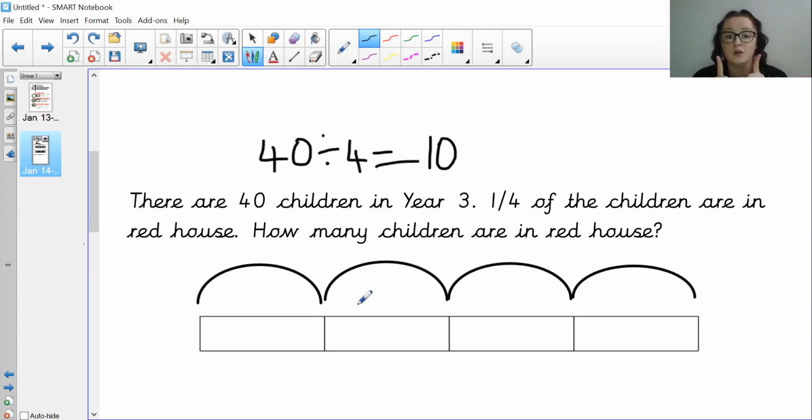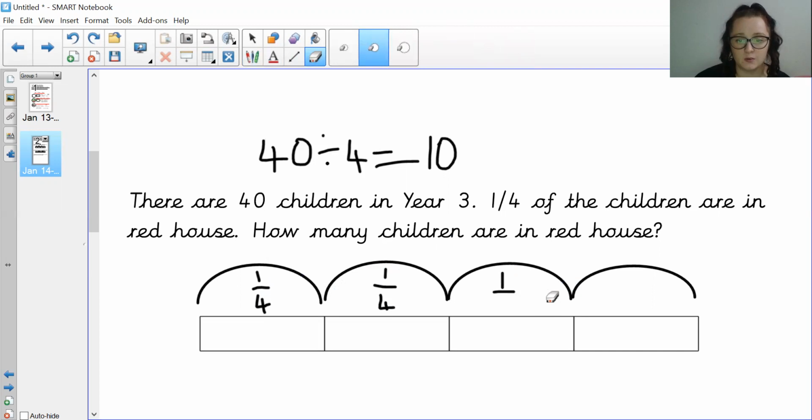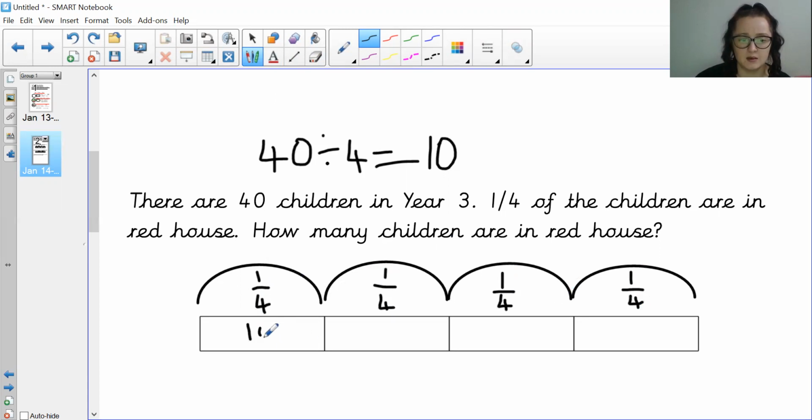So then what we know is that each one of these is a quarter. Each one is a quarter. So we'll add all those on. And how much, oh dearie me, how much does a quarter equal? Can you remember? A quarter is 10, isn't it? We've just worked that out. 40 divided by 4 is 10. So in each box here, I'm going to write 10. I'm going to write 10. I'm going to write another 10. Goodness me, look at all these 10s.